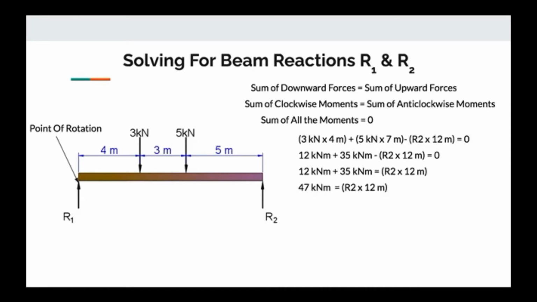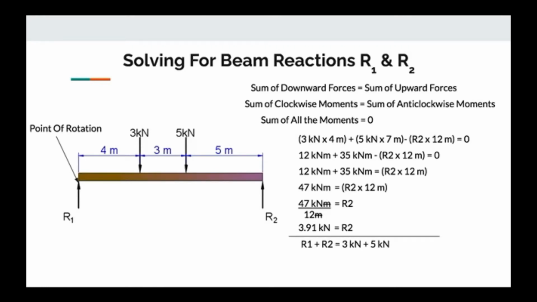Then, since you have the formula like this, you want to make R2 the subject. Since R2 is being multiplied by 12, in order to make it the subject, you have to transfer the 12 over to the other side of the equation, to the left side of the equation. By doing so, the multiplication sign before the 12 will now become a division sign. So the next line will look like this. And once you have divided 47 by 12, you will arrive at your answer, and the answer will be 3.91 kilonewtons.